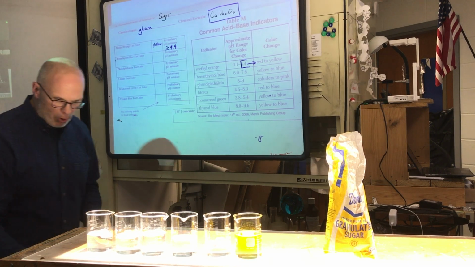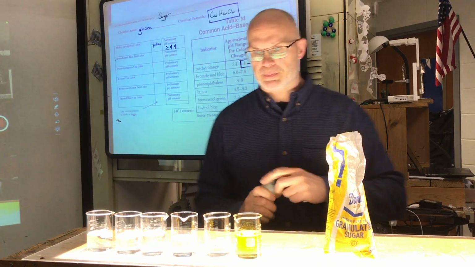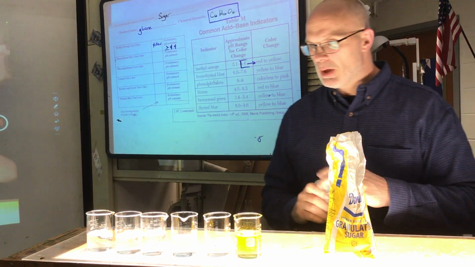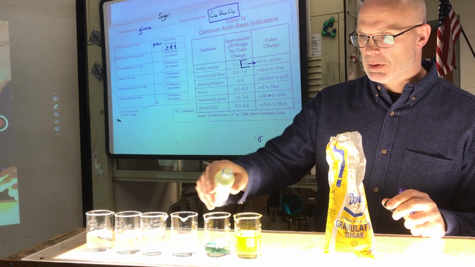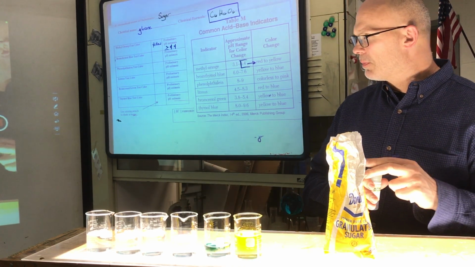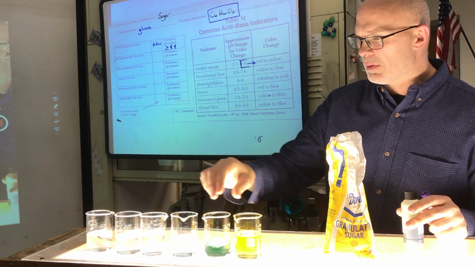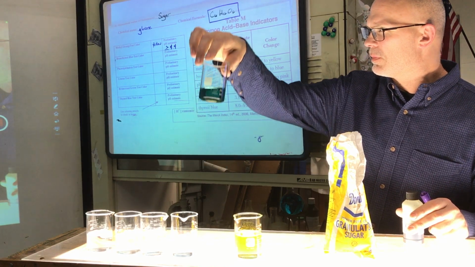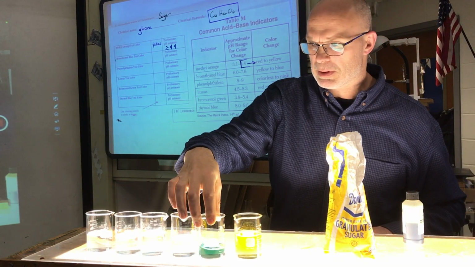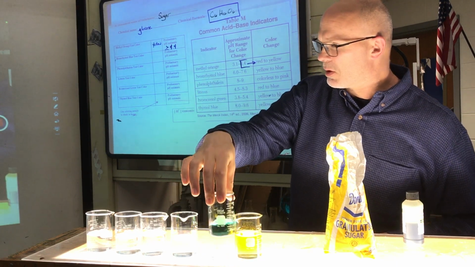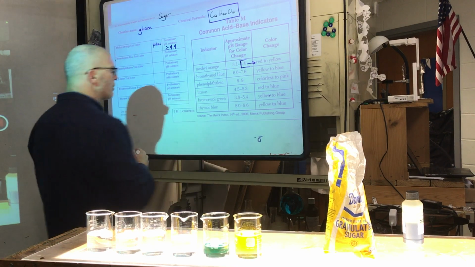Okay, so bromothymol blue. Let's do the next one. Okay, bromothymol blue. And we put this in here. Let it dissolve. And what color are we getting here? Green. Okay, you might be colorblind like me. So this is a green color. Now if it's a green color, let's go see bromothymol blue.